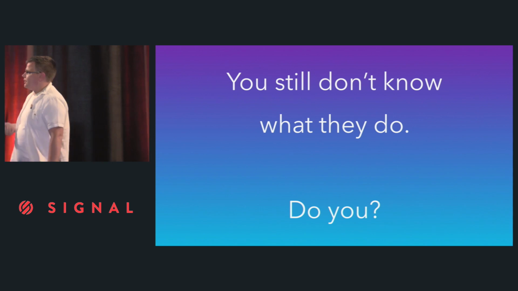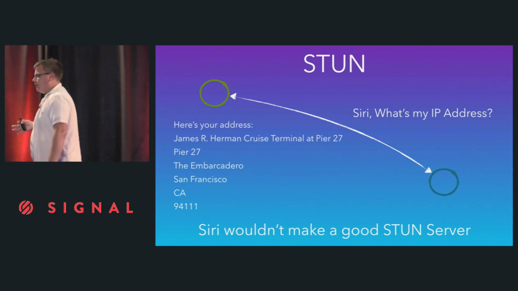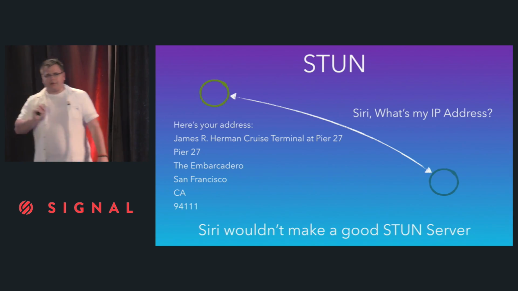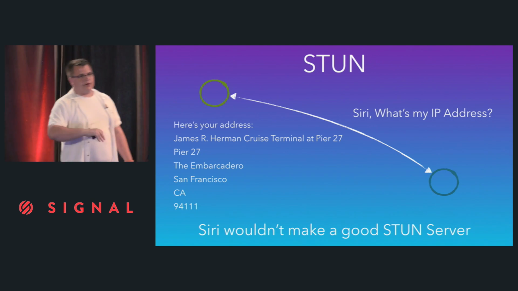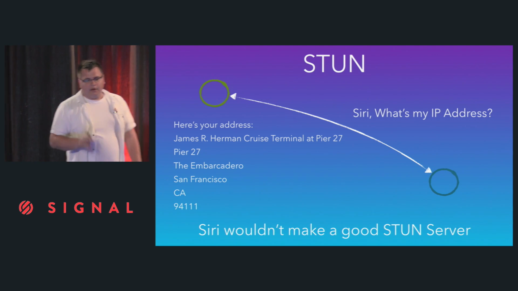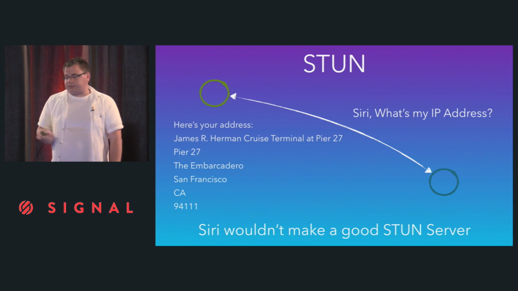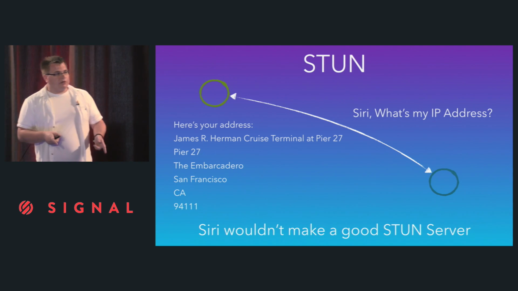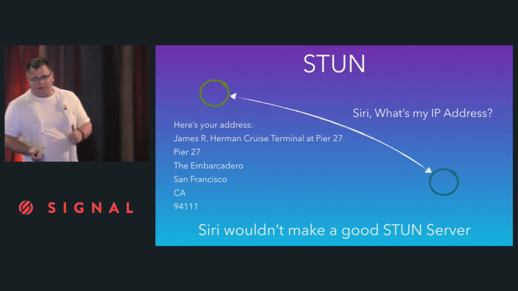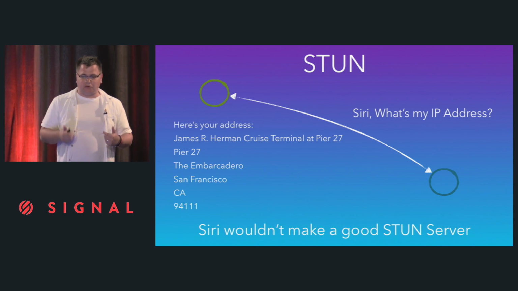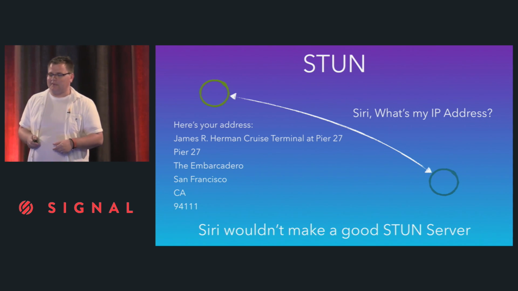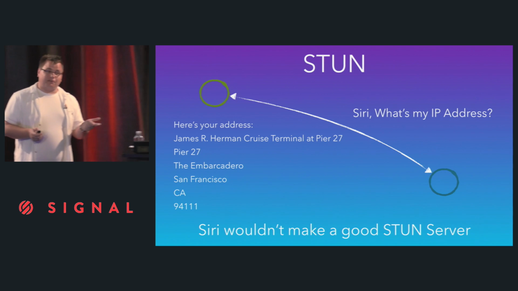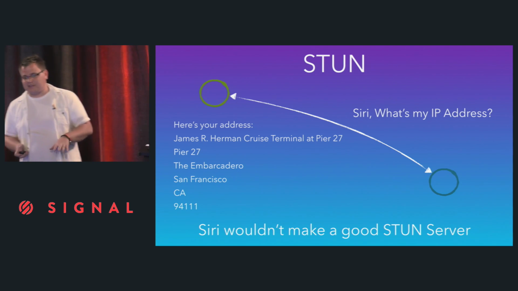So stun. Stun is basically a mirror. You can go off to stun and you can say, what's my IP address? And it'll return with your public IP address. Fun fact, Siri doesn't make a good stun server. I tried this out. What's my IP address? Tells you your current address. So don't use Siri. Siri's good for a lot of things, but not as a stun server.